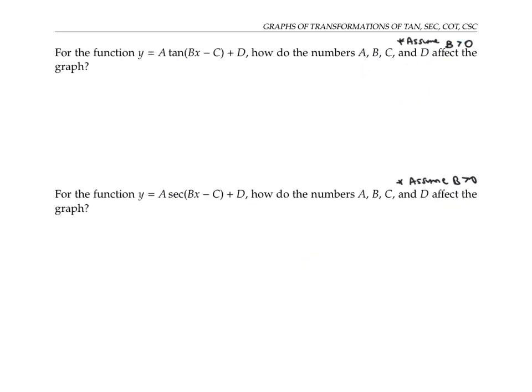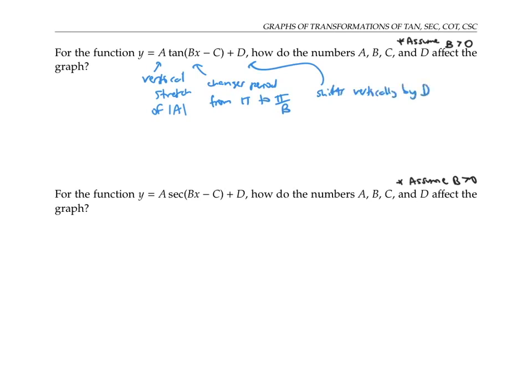To summarize, if we have a function of the form y equals a tan of b x minus c, plus d, the number a accomplishes a vertical stretch, the number b changes the period from pi to pi over b, the number d shifts vertically by d. And finally, to figure out what the number c is, we have to rewrite our equation in factored form, factoring out the b. And so we see that there's a phase shift right by c over b.